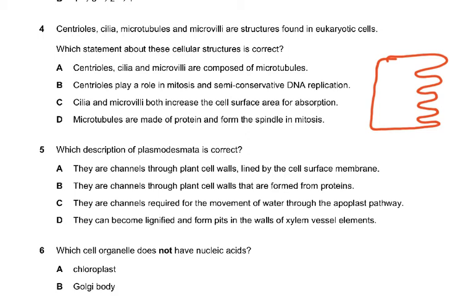Centrioles play a role in mitosis and semi-conservative DNA replication. No. DNA replication, no, centrioles take part in S phase of interphase. Then cilia and microvilli both increase the surface area. No. The cilia, which are found in the ciliated epithelium cells in the trachea, they're just going to sweep. They don't increase the surface area. They just sweep the mucus upwards. So the answer is D. Others are all wrong, because cilia do not increase the surface area for absorption. Cilia just sweep the mucus upwards towards the throat, where it is then swallowed.